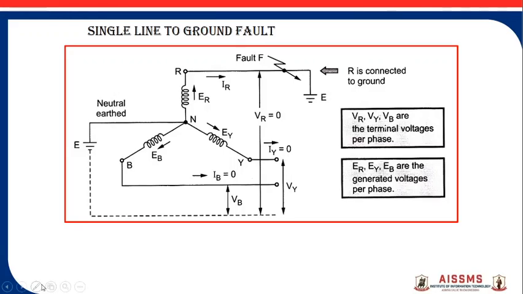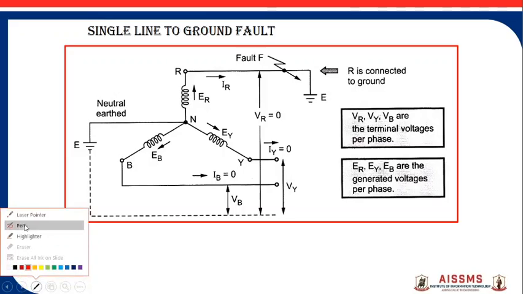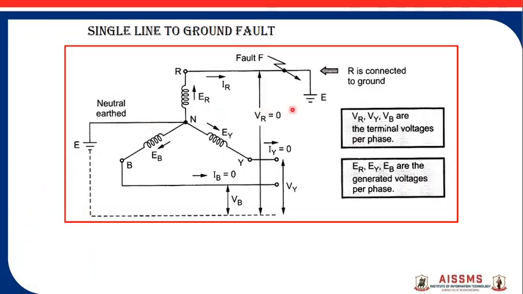So this diagram shows the single line to ground fault. If you see this, it consists of three phases. This is R phase, this is Y phase, this is B phase. ER is the EMF induced in the R phase, EY is the EMF induced in the Y phase, EB is the EMF induced in the B phase.